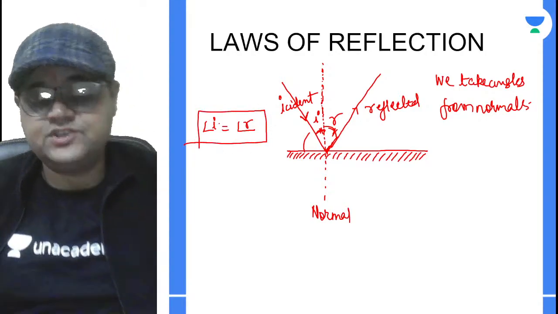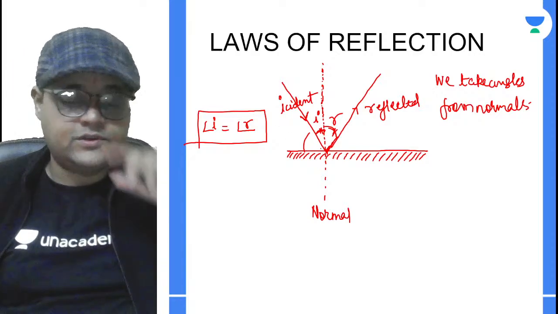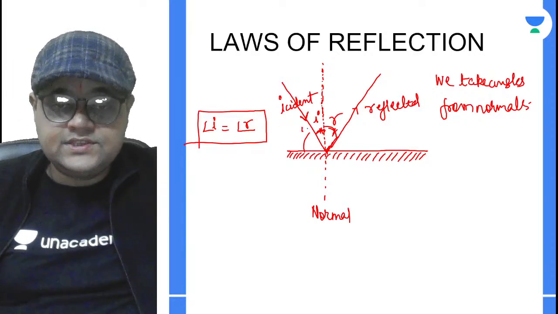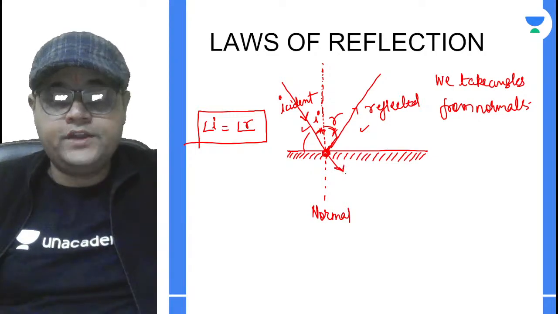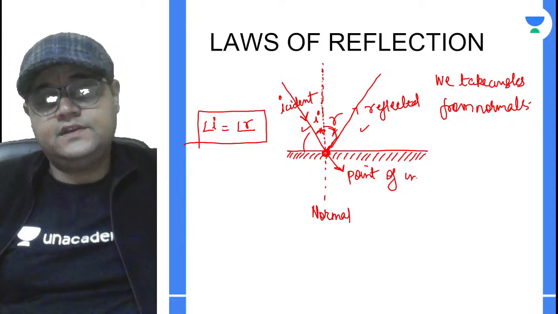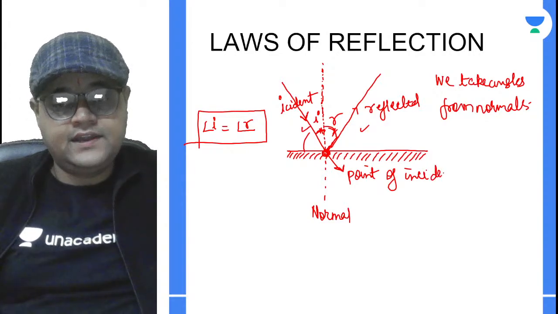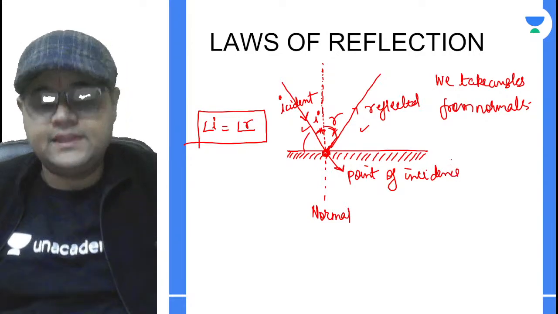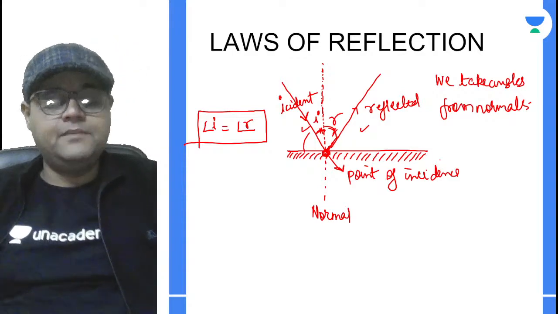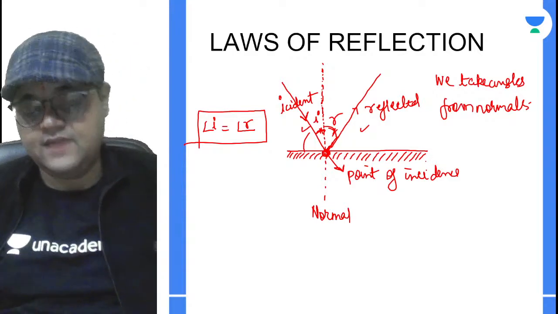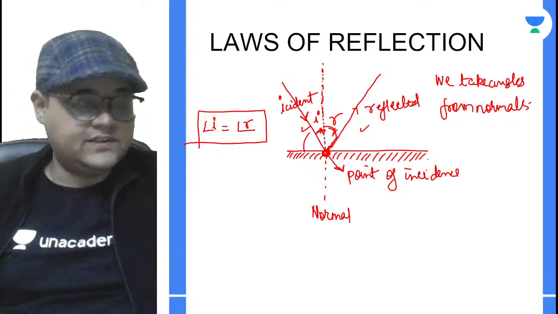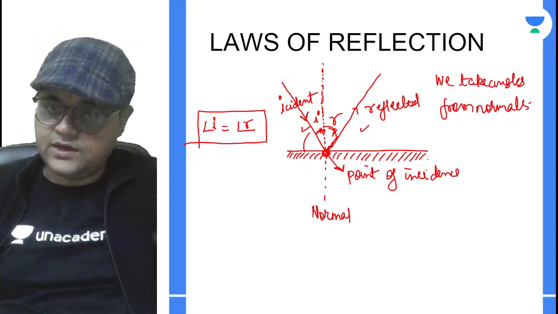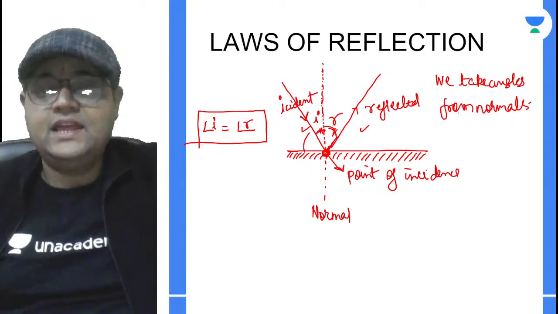I hope it is pretty much clear. And the second part of the law says the incident ray, the reflected ray, and the normal at the point of incidence, all of them lie on the same plane. So these are the two laws of reflection that you have to discuss. So far so good. I hope you have understood the logic.